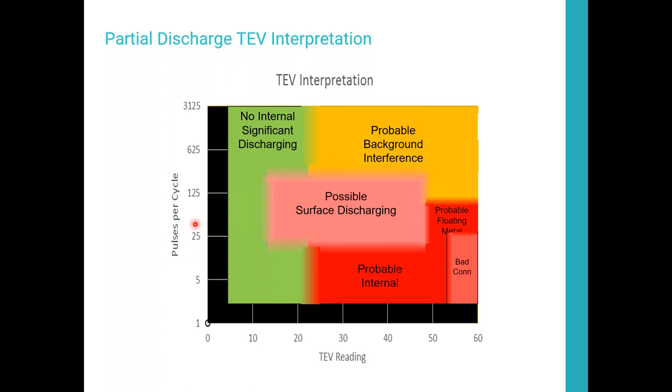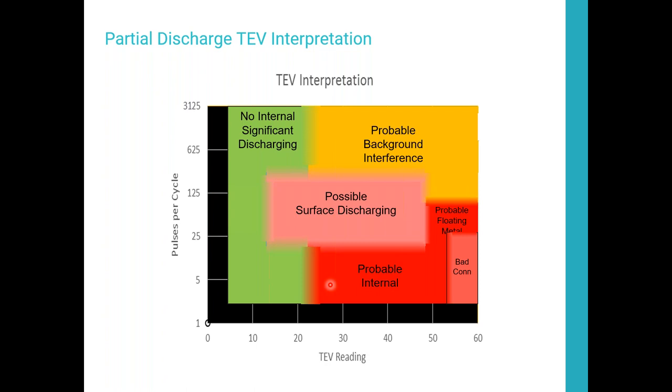Older instruments, older technology, you're going to look at a pulse per cycle count, how many arcs are happening per cycle, and your amplitude, how strong a signal. Based on them, you're making a determination of whether it's internal, nothing significant, surface discharge, etc. And what they found is, when categorizing it, if you have between 0.5 and 6 pulses per cycle, so 0.5 and 6 arcs per 16.67 milliseconds on a 60 hertz system, it's going to be considered internal discharge. Between 6 pulses and 30 pulses, it's surface discharge. Over 30, it's noise.